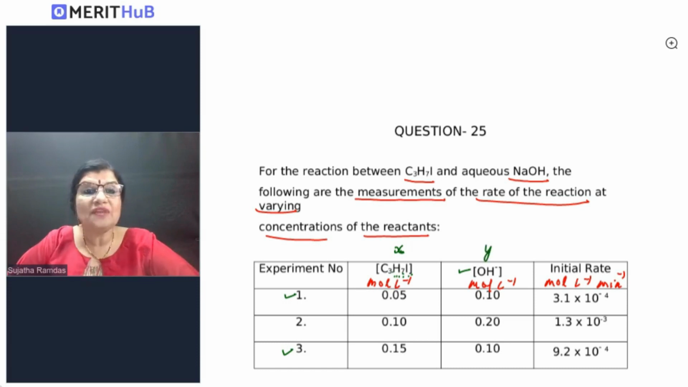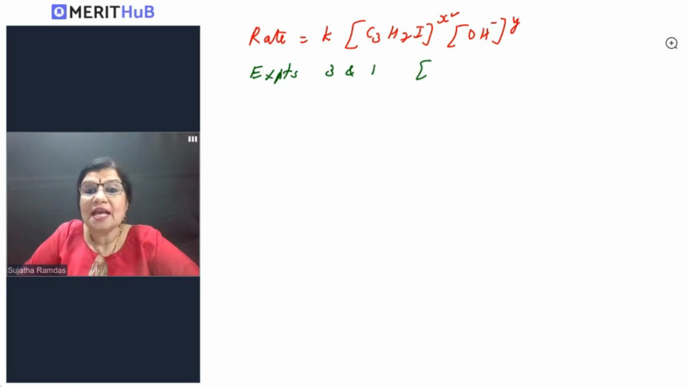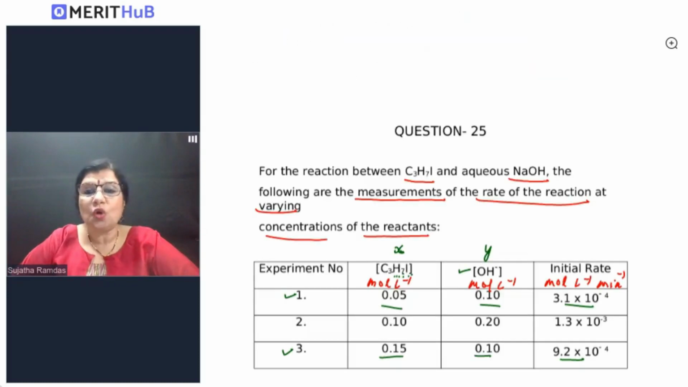So to find out the value of X, we plug in these values in the hypothetical rate law that we have written. So we are going to choose experiments 3 and 1. Correct? We choose experiments 3 and 1 mainly because the concentration of OH minus is a constant, which means OH minus is not going to interfere with our deduction of the order of the reaction with respect to C3H7I.